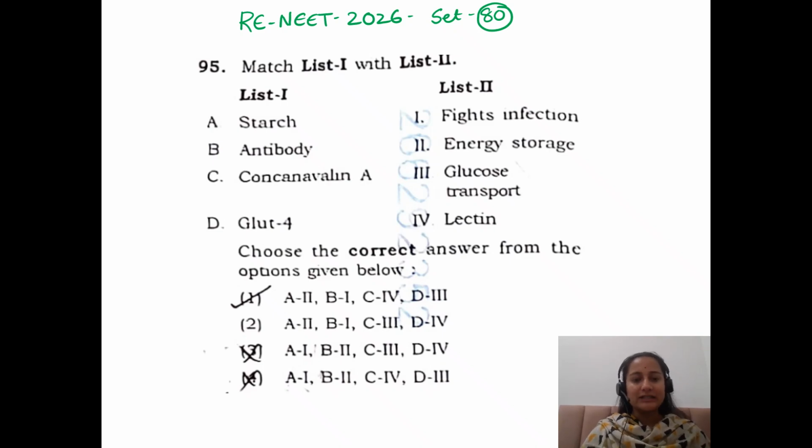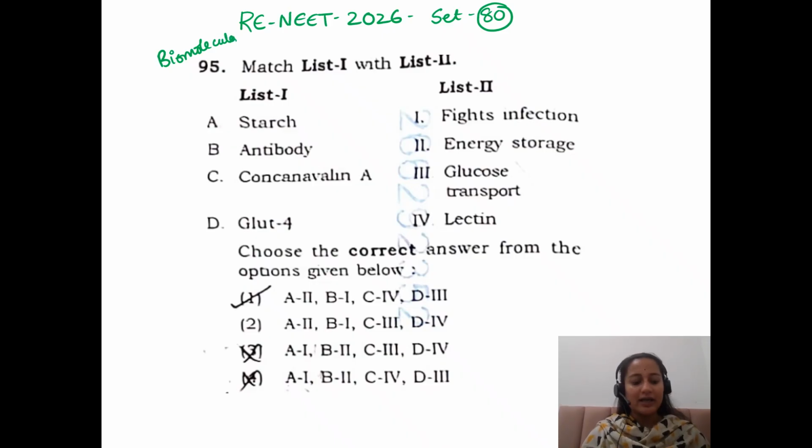Hello all the students, let us quickly solve RE-NEET 2026 Botany paper. We will be discussing all the key from the set 8. So in this video, we will solve the botany questions along with which chapter the question is being asked in the NEET exam. So starting from the 95th question, it's about the match the following, and this question is from biomolecules.